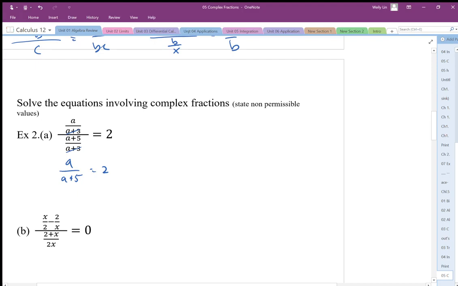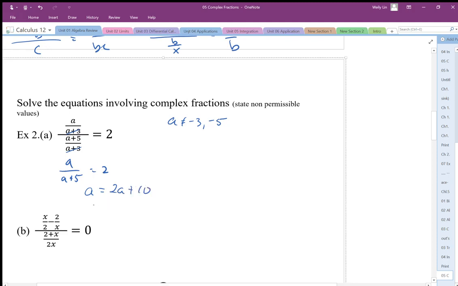I forgot to state my non-permissible values. I can't divide by 0. So a is not equal to -3 or -5, because that -5 is a divide by 0 factor if it's 0, and it shows up here as well. Okay, so once I have stated my restrictions, I can now solve this.